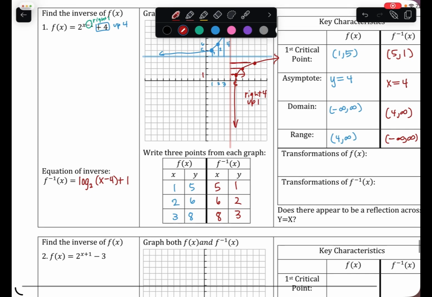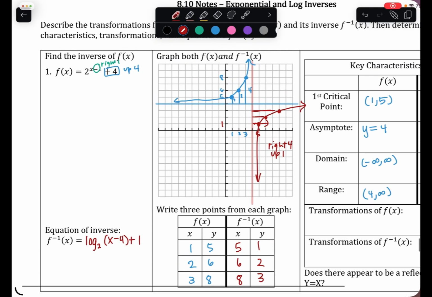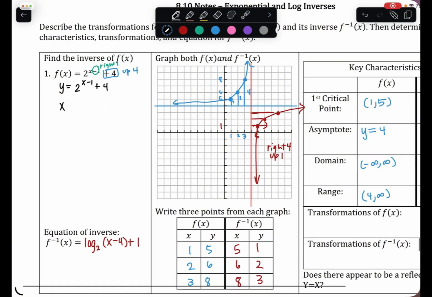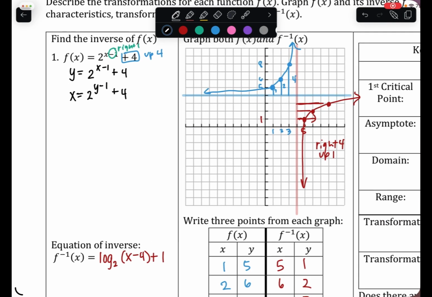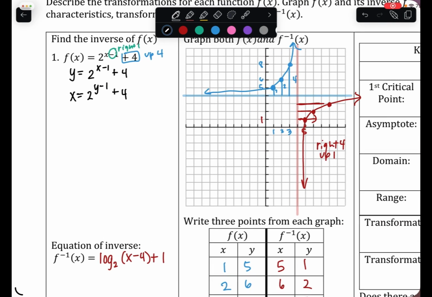So that's if we were doing it graphically, but I also want to remind you how to do this algebraically. And so when you do it algebraically, you put y in for f of x. It's the same thing, just a different notation. And then you switch the x and y variable, just like you did with the points. But then you have to re-isolate the function, re-isolate the y.